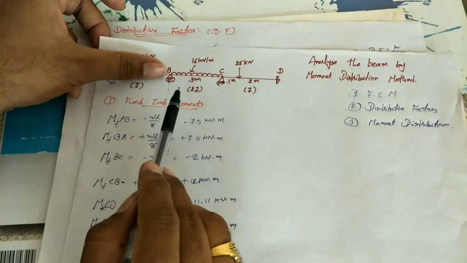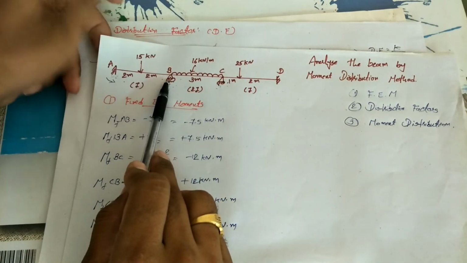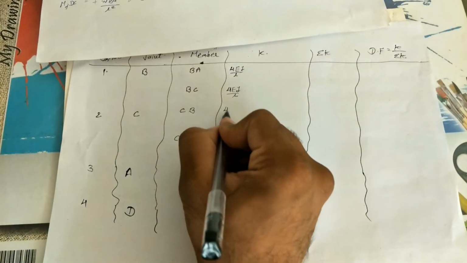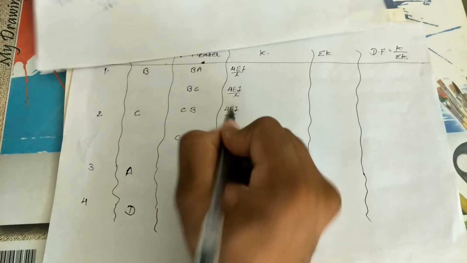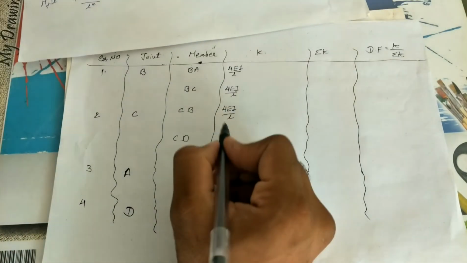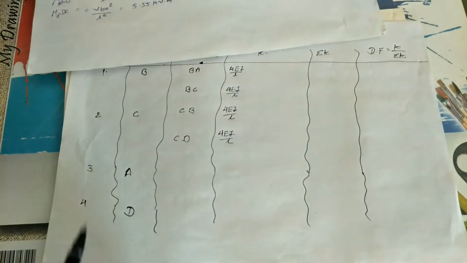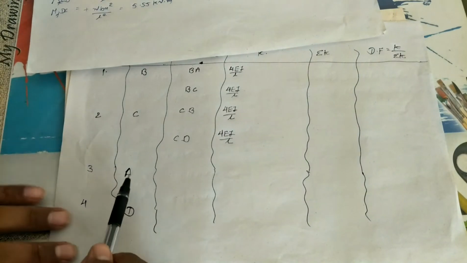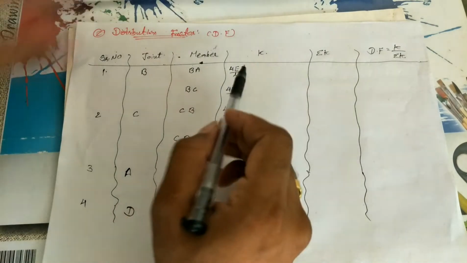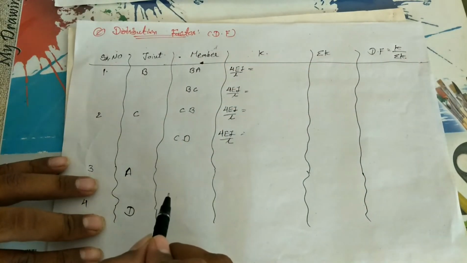So as there is no continuity, we have to take CB stiffness as 3EI by L, but there is a continuity, so we have to take 4EI by L. So CB is also 4EI by L. What about my CD? CD is far end fixed, so that is 4EI by L. Now these are the end supports, so 4EI by L for all the cases.